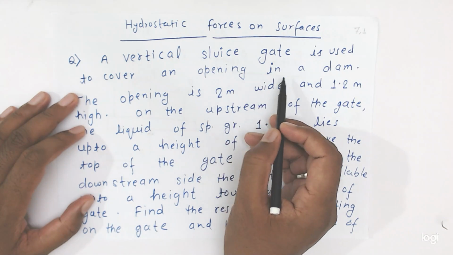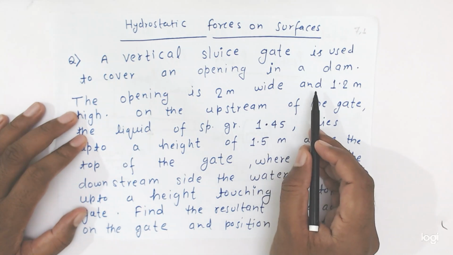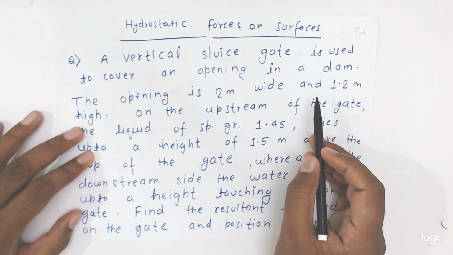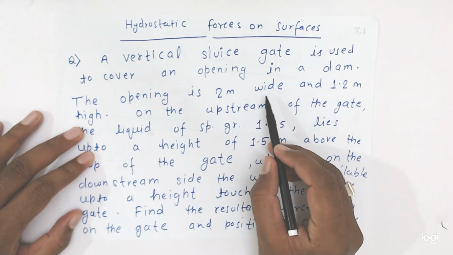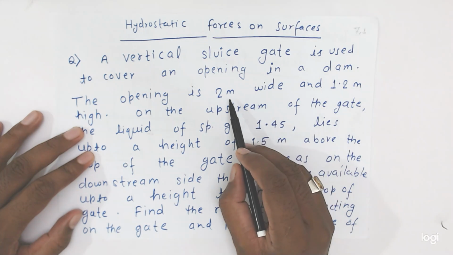A vertical sluice gate is used to cover an opening in a dam. The opening is 2 meter wide and 1.2 meter high. Okay friends, so dam जो है, गेट जो है, ओपनिंग गेट 1.2 मीटर हाइट है and 2 meter wide है.